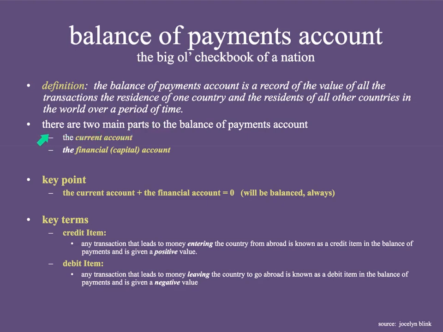Now, there are two main parts to the balance of payments account. There's something called the current account, and something called the financial or capital account. Current account and financial account.